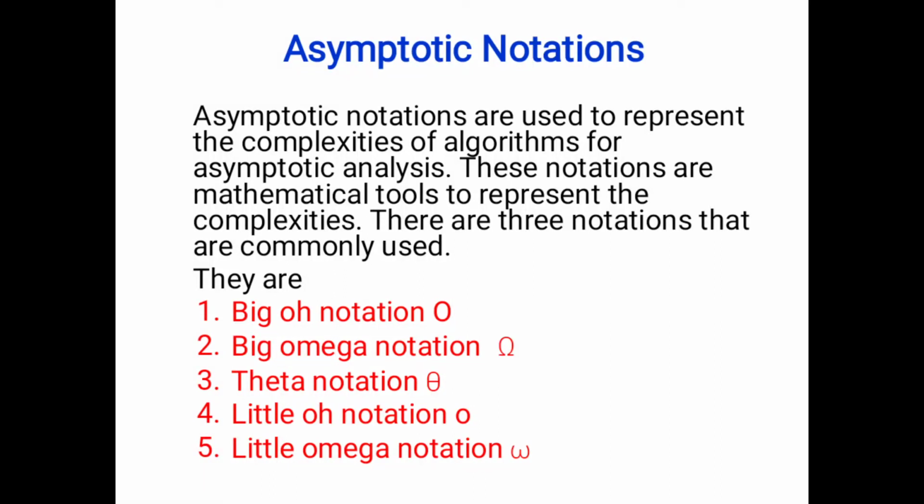Good morning, students. Let us see the topic asymptotic notations. First, to define what asymptotic notations are, then why we use these notations. Asymptotic notation uses some mathematical symbols, that means O, omega, theta, little omega, little O.